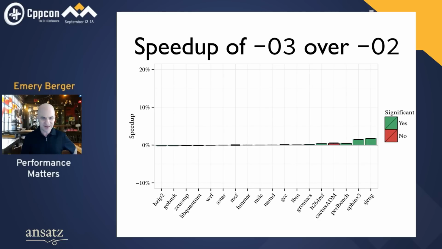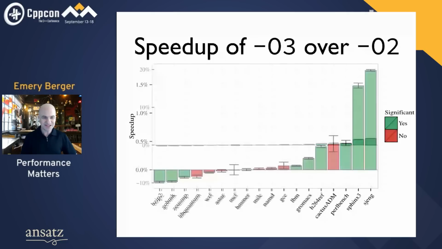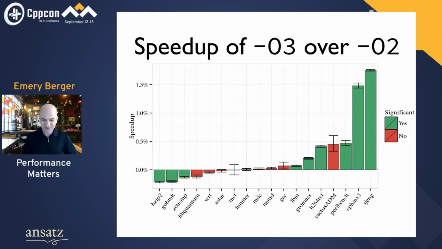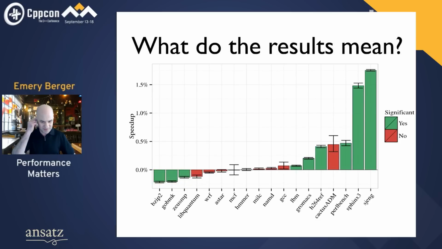So you can see that these numbers have plummeted. I actually have to zoom in from -10% to 20% to 0% to 1.5%, so we can actually see these results. And you can see it's really quite the mixed bag. You have some things that are significant, quite a few things that are statistically not significant at all, and a few statistically significant, very, very minor performance degradations. All right, great. So what do these results mean?